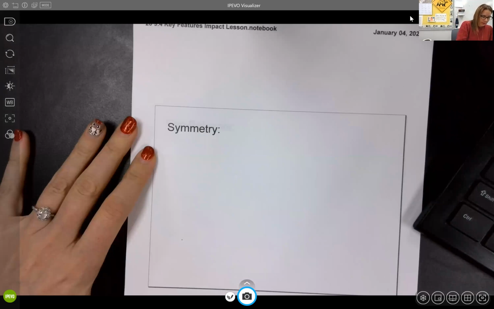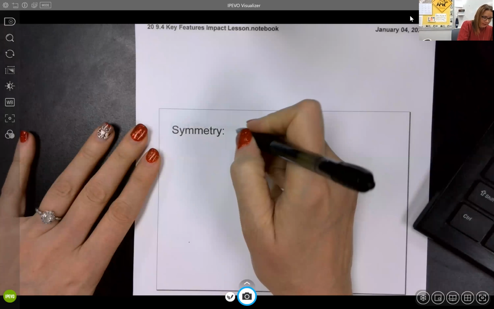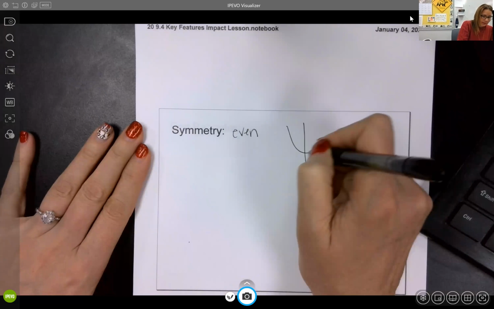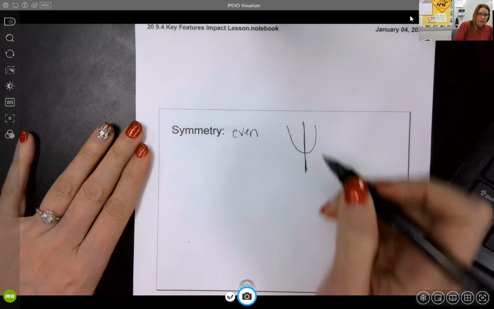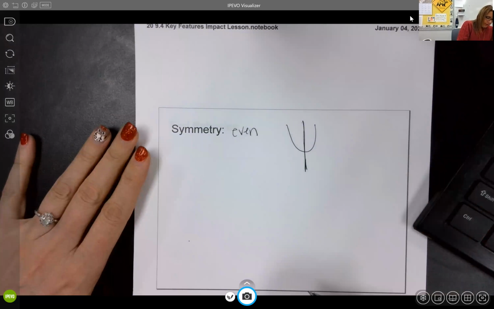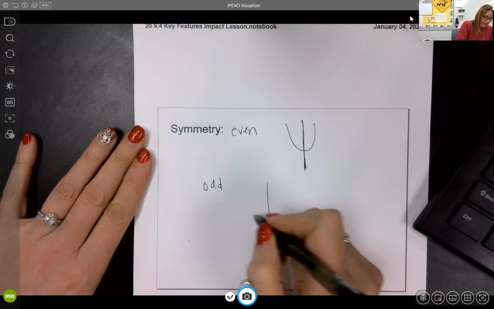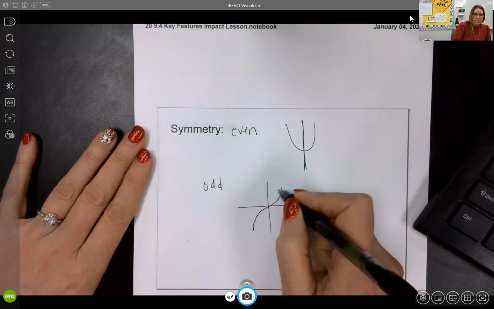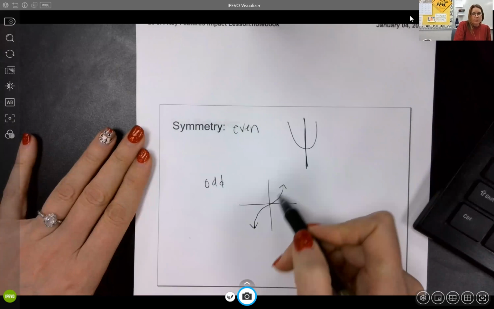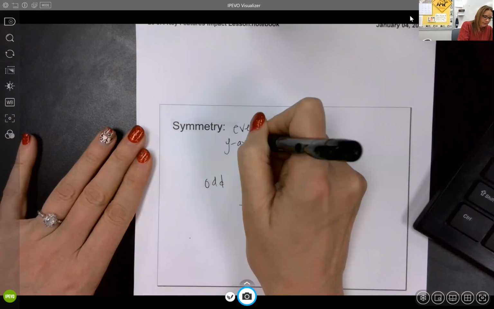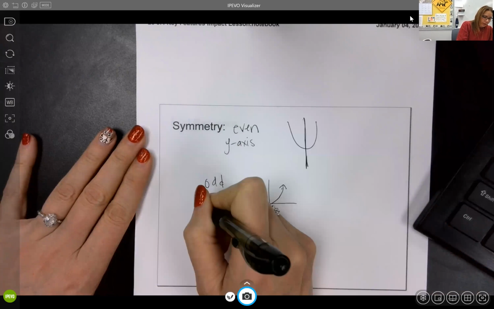Symmetry, okay? So I have two types of symmetry. I have even symmetry, which is like this. I can cut the graph in half straight down the middle. We also have odd symmetry, which is like this. So it's in the opposite corners. Okay, so even is called y-axis, and odd is called origin.